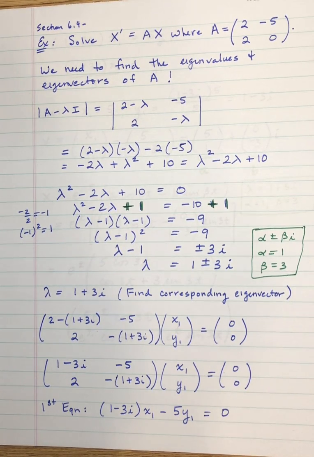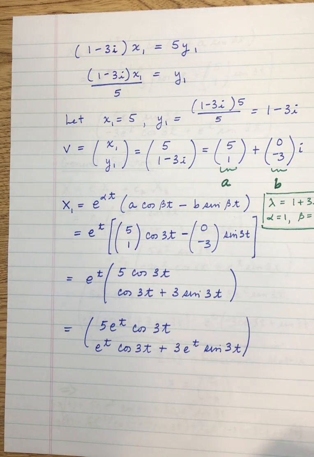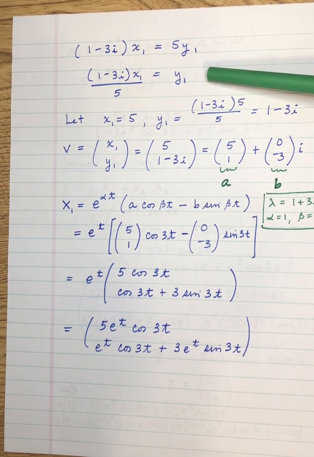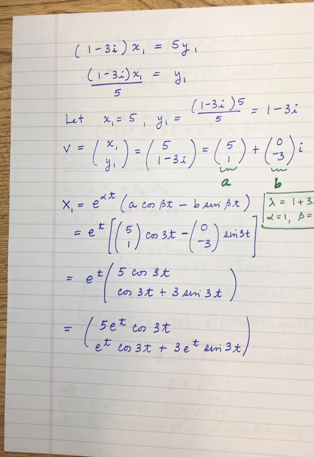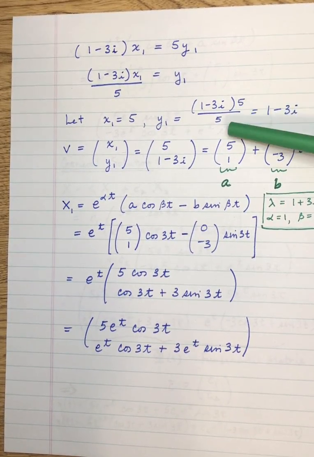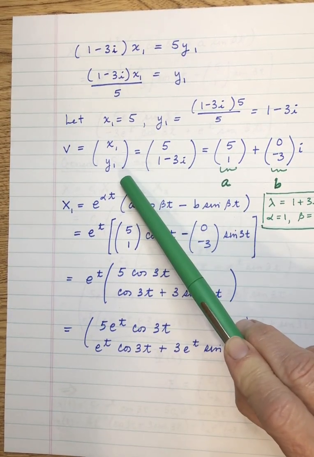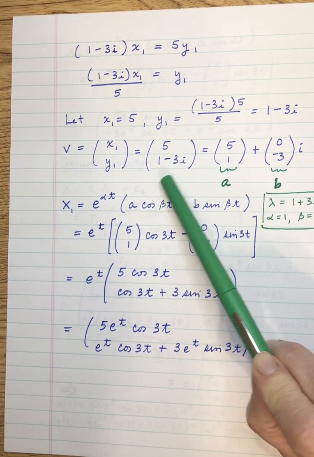Now there's an infinite number of solutions to this equation, and we're just going to find one. So we move the minus 5y to the right-hand side of the equation, and then I just divide by 5. Again, there's an infinite number of solutions, so let's pick an x sub 1 to make this as nice as possible. So let's pick 5 for x sub 1. When we do that, the 5's cancel, and your y sub 1 will be 1 minus 3i.